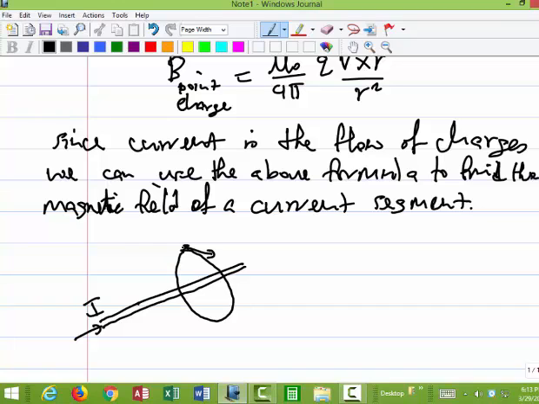So we can say that for a segment of wire at a certain distance, r, where this is r hat, the unit normal vector in the direction of r, we can find a magnetic field if we know this segment to have a length, let's say, delta s. So this segment is delta s, and this angle can be theta. So we can find a magnetic field that way.